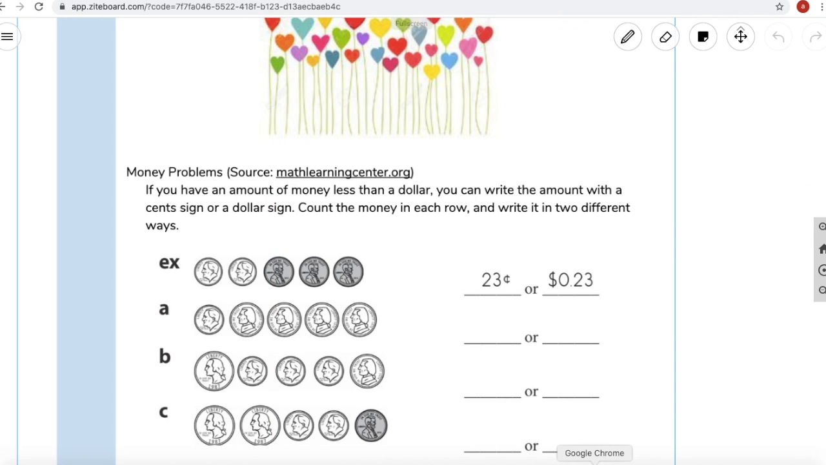Hi guys. So it's Monday, and we are one day away from the last day of school. Tomorrow is our last day.